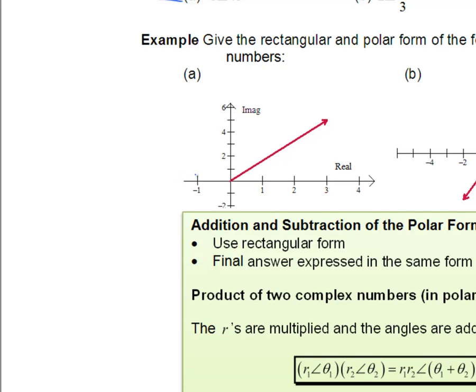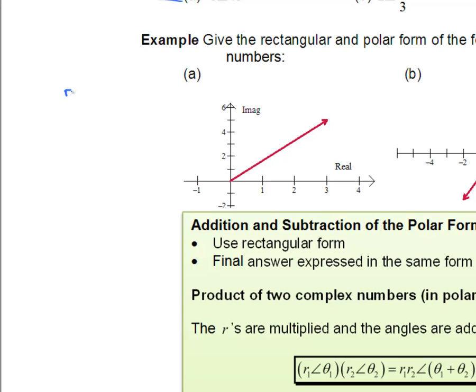In this video, we'll continue with our polar form of complex numbers, and we'll start right away with this example where we're asked to give the polar and rectangular form of the following complex numbers. Here, we'll start with A and give the rectangular form.